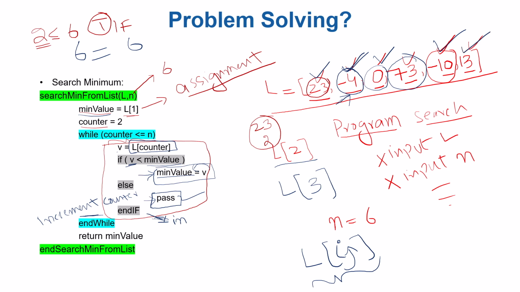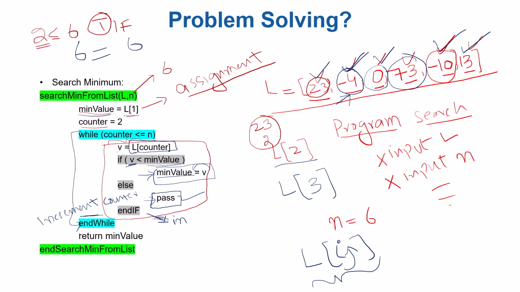Check 13 is smaller than -10, because min value is containing -10 so far. No, that is false. Go to else part, just go on, do nothing, increment the counter. Now the counter will become 7. And you go back and check the condition. 7 is smaller or equal to 6. False. Exit the loop.